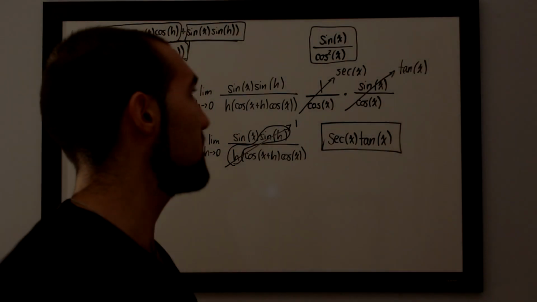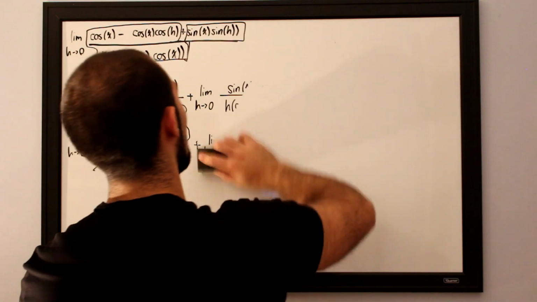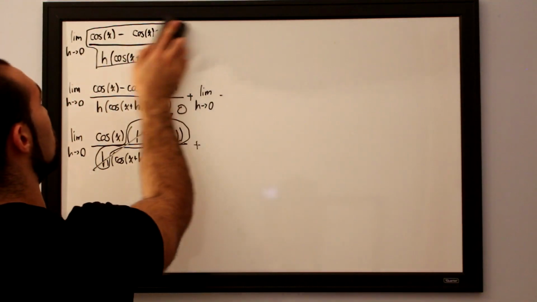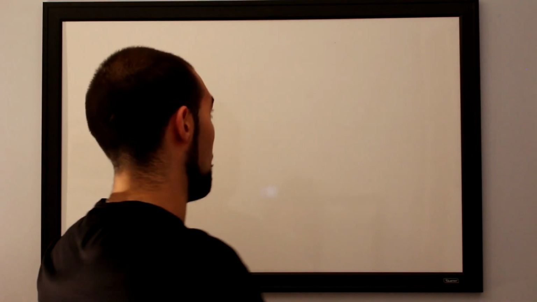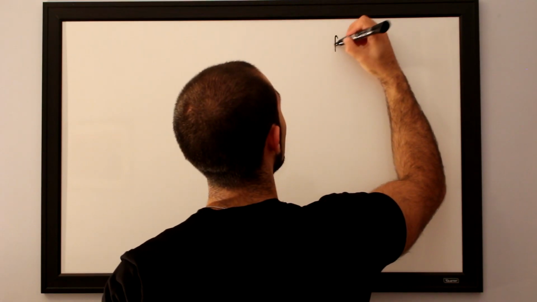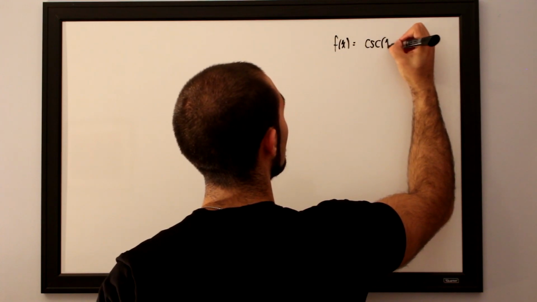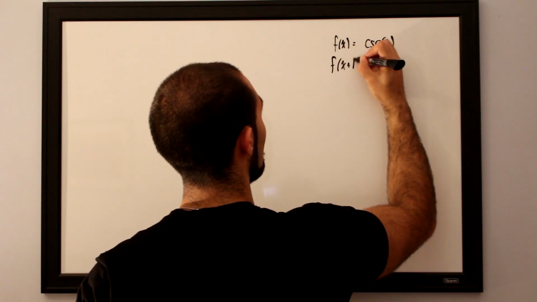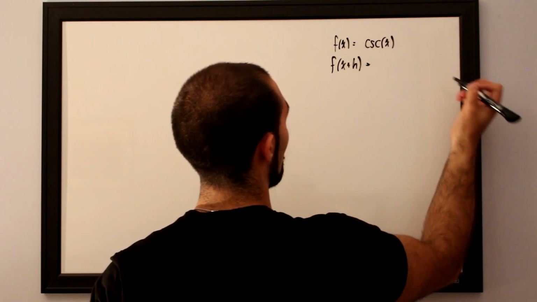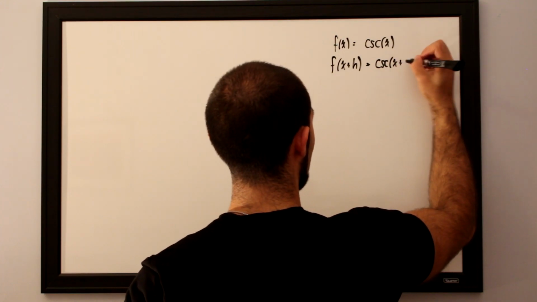Now we will move on to our next example, which is the derivative of cosecant of x using the limit definition of the derivative. We want to evaluate the derivative of cosecant of x. So our f of x is equal to cosecant of x. Our f of x plus h, wherever you substitute in, we substitute in x plus h wherever we see x. So this will become cosecant of x plus h.